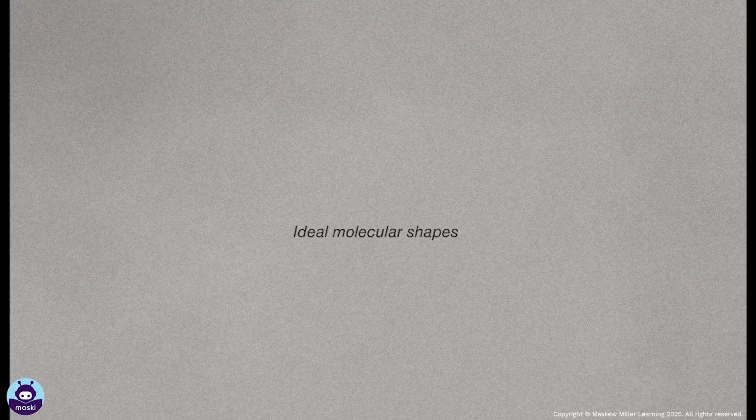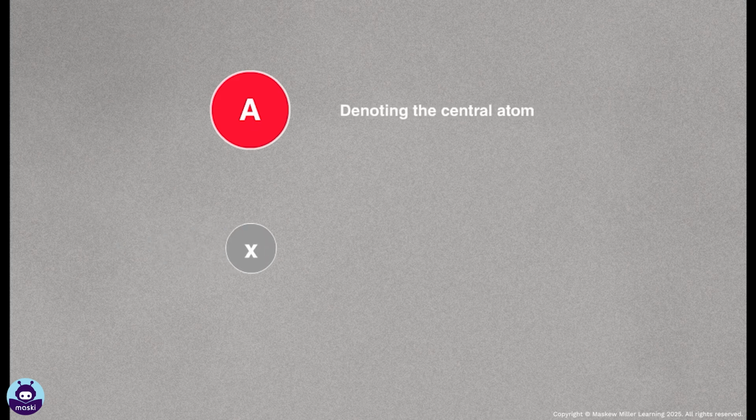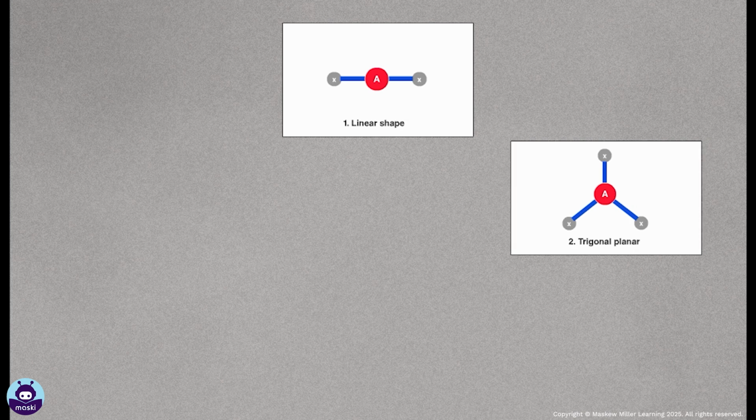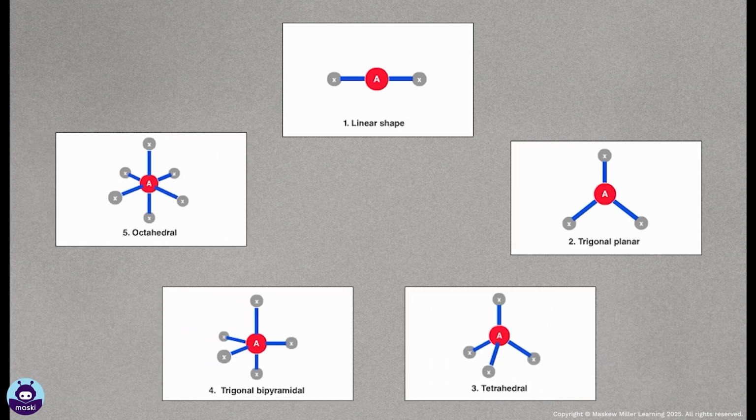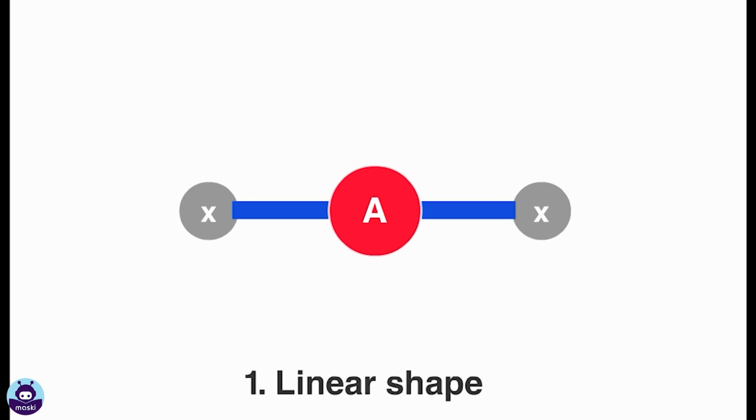Ideal molecular shapes. Let us use the same representative notation as earlier, A denoting the central atom and X denoting the terminal atoms. Also, we shall represent pairs of electrons on the central atom by bars on the sphere. Using this notation, we shall understand the 5 ideal molecular shapes according to VSEPR theory. Ideal molecular shapes are attained only when bonding electron pairs are found on the central atom and no lone pair electrons are found. Linear shape.